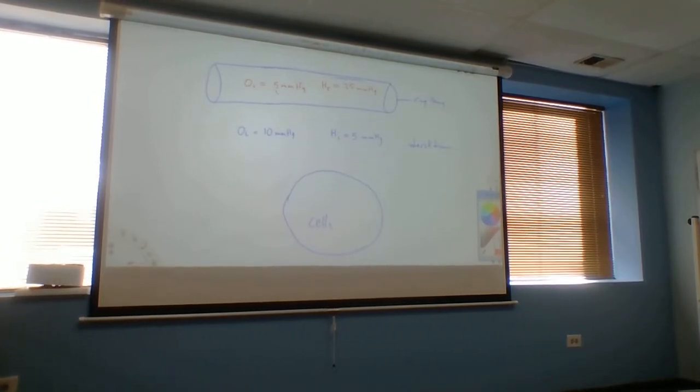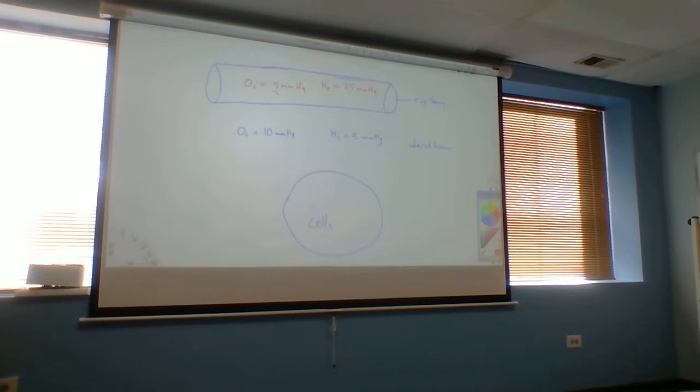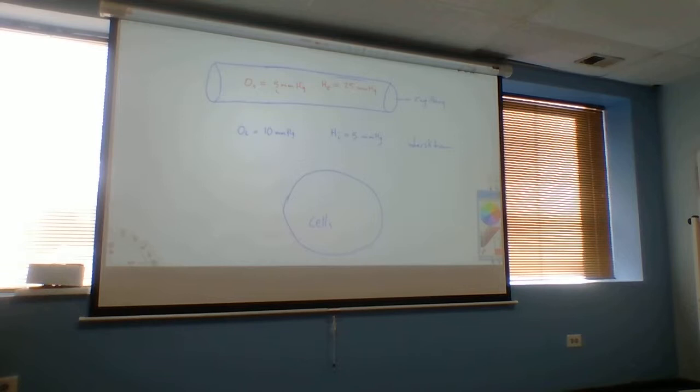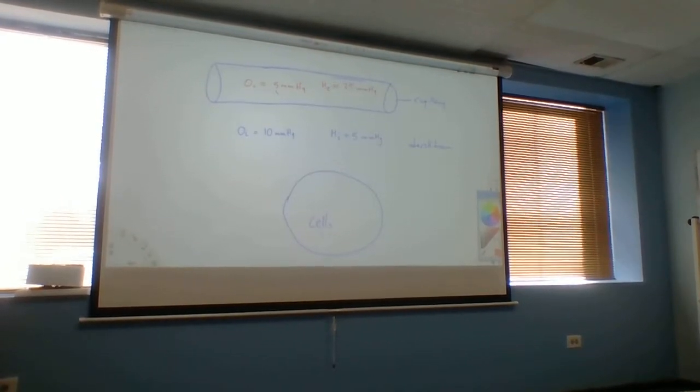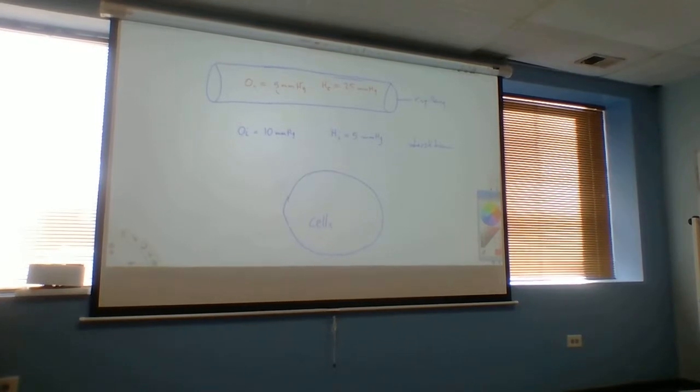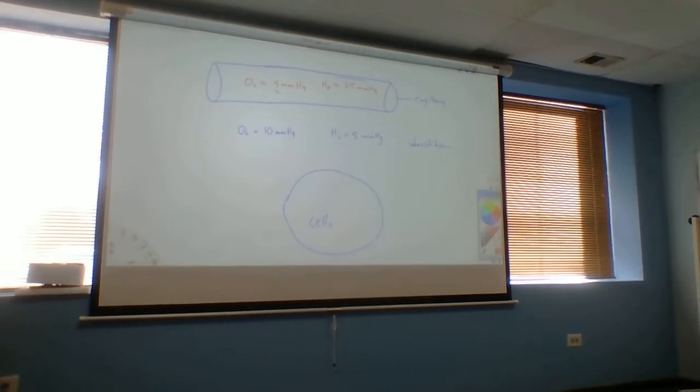Oncotic pressure depends on the number of particles. The greater the number of particles, the greater the pressure. The smaller the number of particles, the smaller the pressure. Good? Hydrostatic pressure depends on water. The more water you have, the more hydrostatic pressure you have. The less water you have, the less hydrostatic pressure you have.